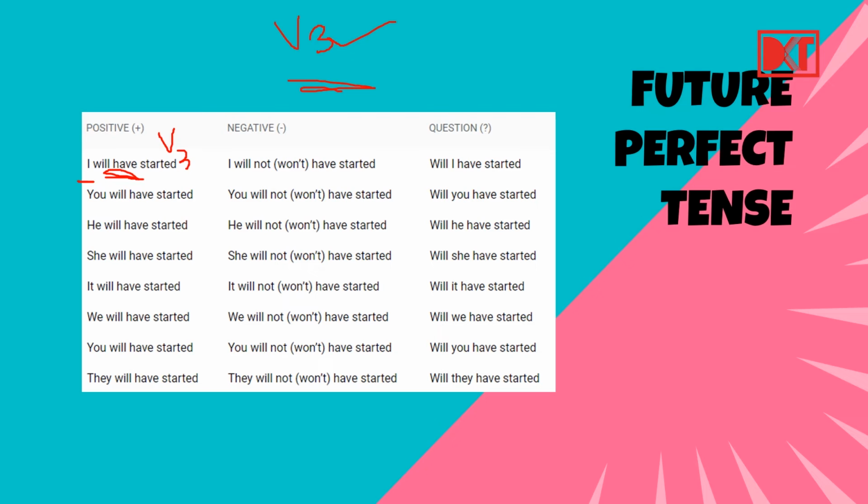Then for negative, I will not or won't, which means the subject plus will not or won't have, and then again the V3 form. Then for a question, will plus the subject plus have plus V3. So this is valid for all the persons and all categories of questions or positive or negative sentences.